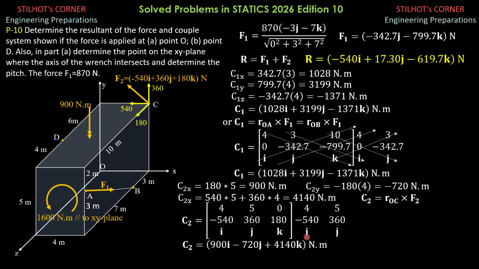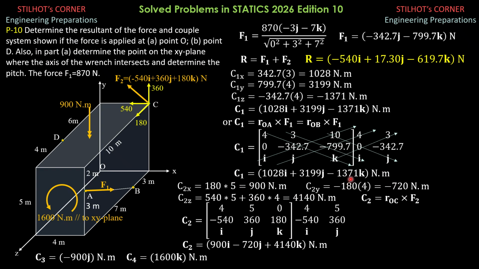So we can now combine because C sub 3 is, as mentioned earlier, obvious here, negative 900J, and C sub 4 is equal to 1,600K. So adding, that's the resultant couple, C sub 1 plus C sub 2 plus C sub 3 plus C sub 4 vectorially. So 1028I plus 900, so that would be 1928I. Then 3199J minus 720J minus 900J. Those are the things to be combined.